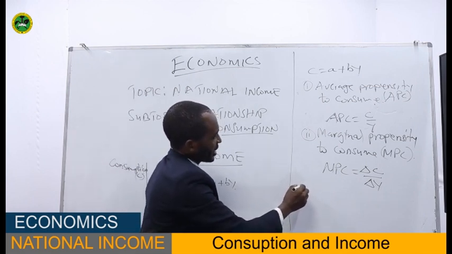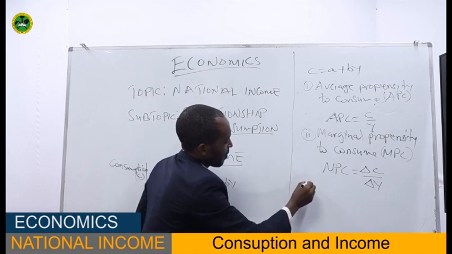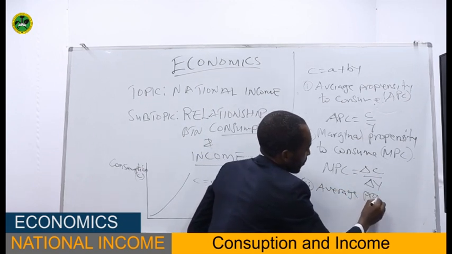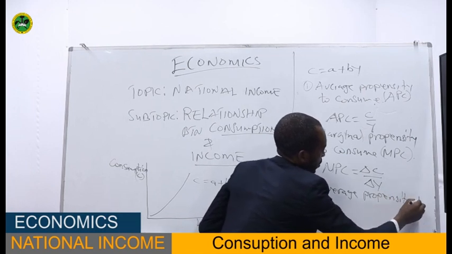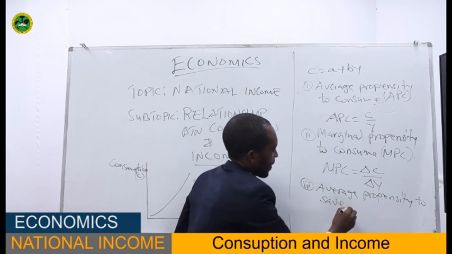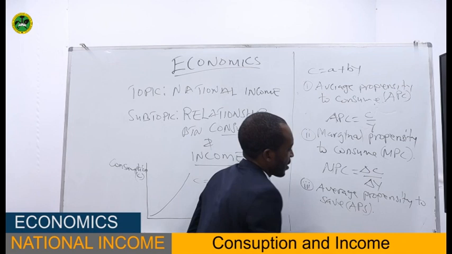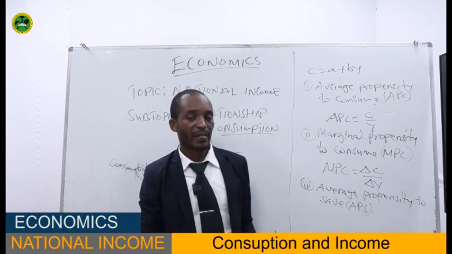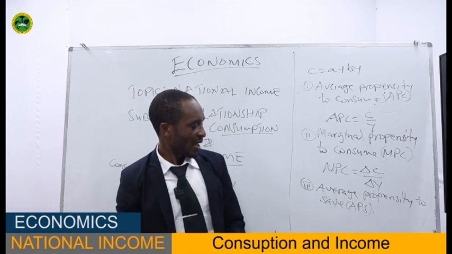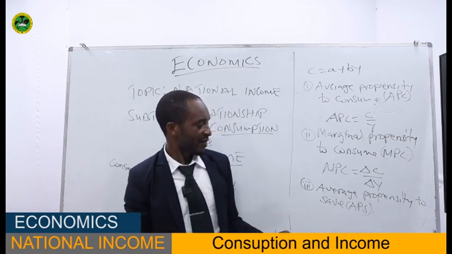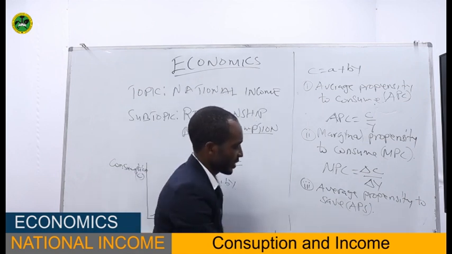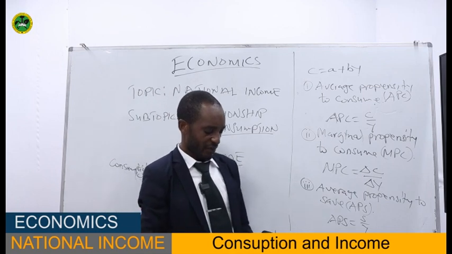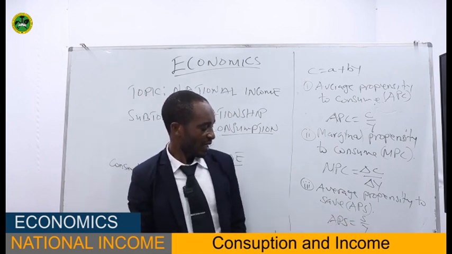The third concept we need to discuss is average propensity to save, APS. Now, the average propensity to save is the percentage of income a household or an individual uses for saving. So you take the ratio between saving and income. The average propensity to save is saving over income.